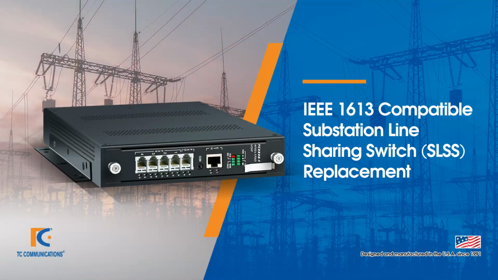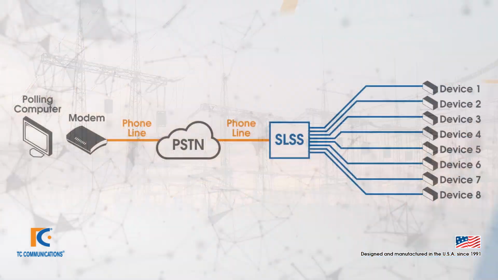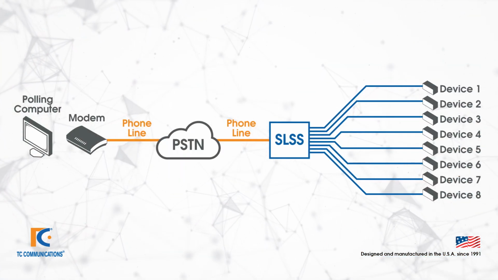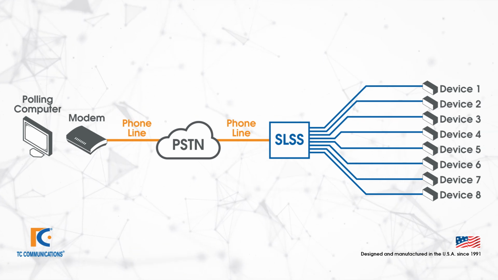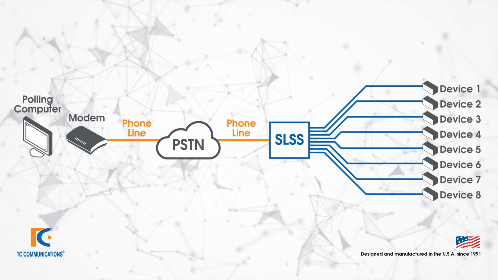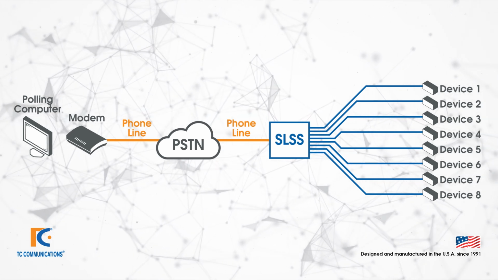In today's video, we will be talking about SLSS, or Substation Line Sharing Switches. This is a device typically used for polling multiple devices over a single phone line and allows you to minimize the number of phone lines you need to address several devices. In this example, we have 8 devices being polled, as you can see.